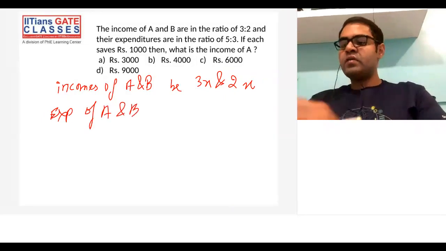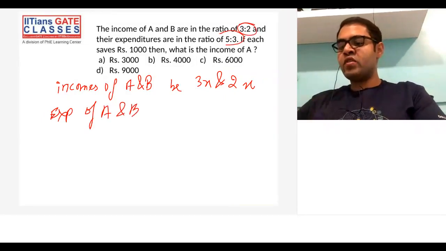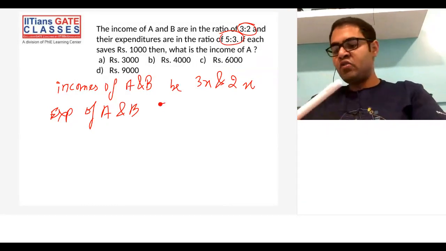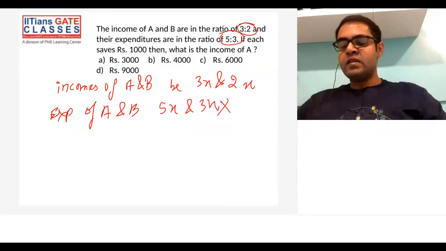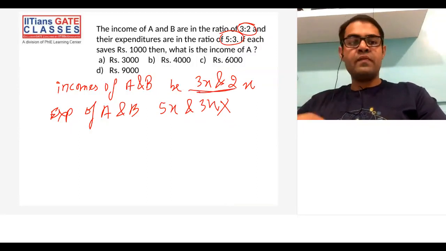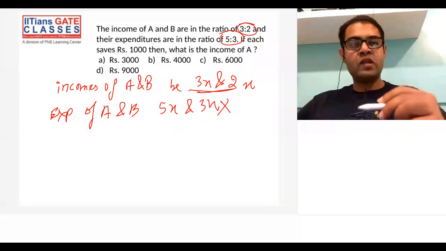See, now this ratio is not equivalent to this ratio. So some students will make a mistake here. They will assume this as 5x and 3x. Well, this will be wrong. The reason being they are not in the same ratio. Okay, 3 is to 2 is one ratio, 5 is to 3 is another ratio.